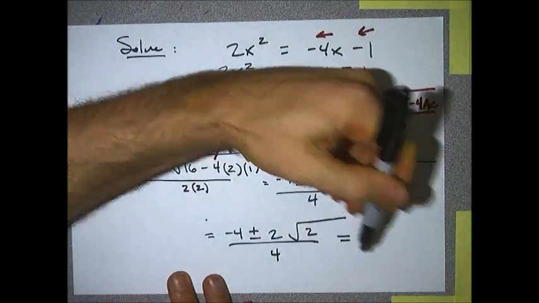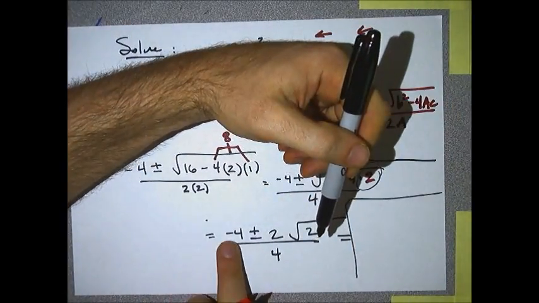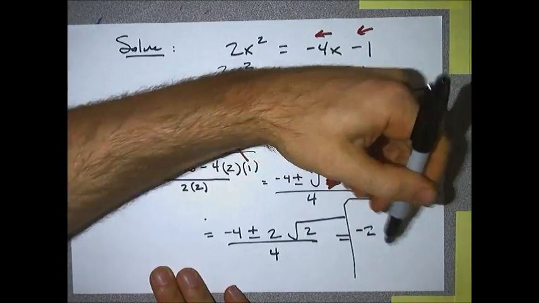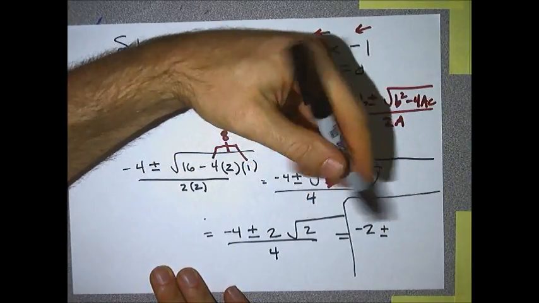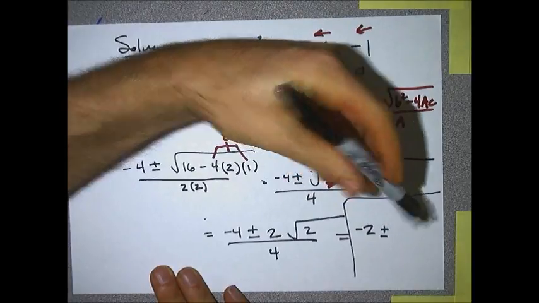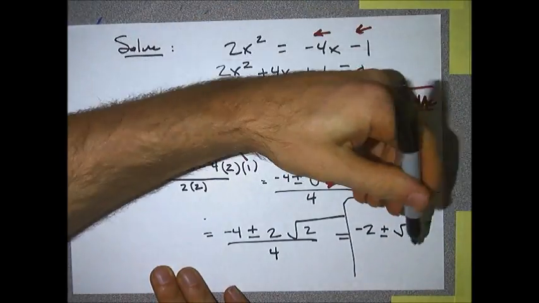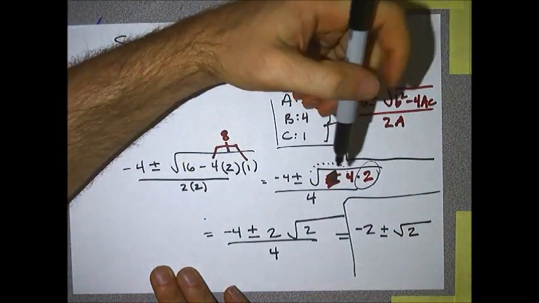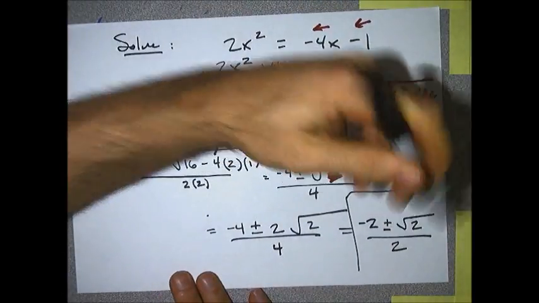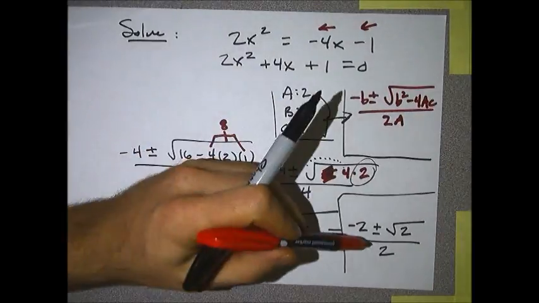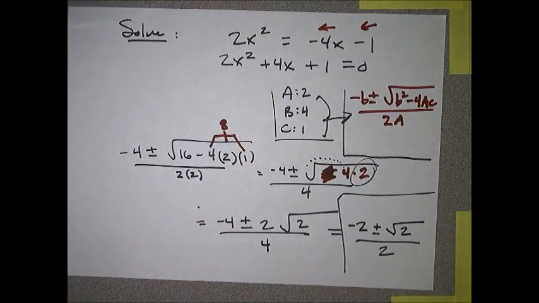So final answer, divide this by 2, so I have negative 2 plus or minus. The 2 divided by 2 is a 1. If you want to put a 1 there, you can, but it's understood if you leave it alone. The number underneath stays the same. You never touch the radical. And it's all divisible by 4 divided by 2 was 2. This would be your final answer in the bottom right corner.